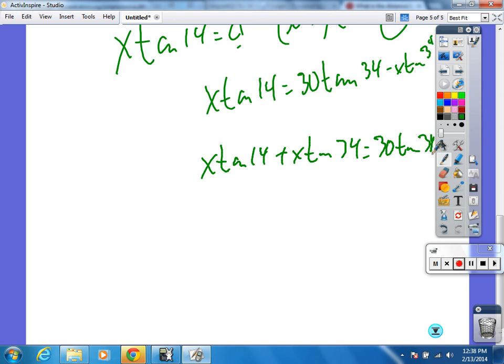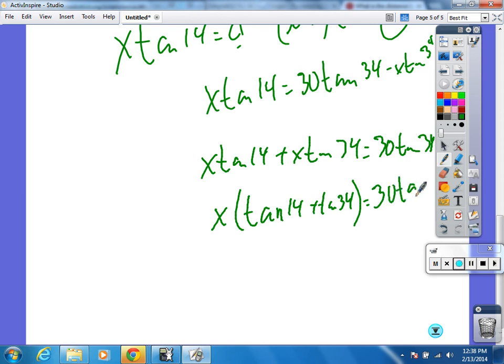What do those guys on the left-hand side have in common? Next. And I'm going to stop here and let you guys decide what to do. What do you do there? You divide what? Tangent 14 plus tangent of 34, right? Does that give us what we're looking for? It does not give us what we're looking for. That gives us X. What are we looking for? We're looking for D, aren't we? Correct?